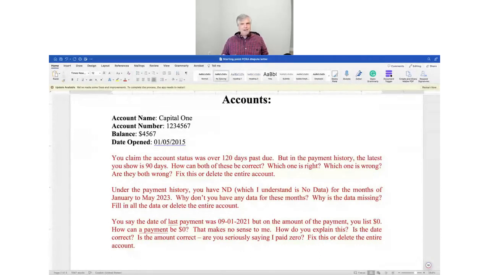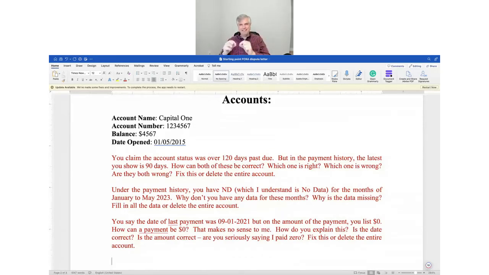So you start to see the pattern here. We're taking each little thing here. Remember Equifax, a lot of times under creditor classification, it says unknown. So you type, for creditor classification, you have unknown. Why don't you know what type of creditor this is? If you don't even know what type of creditor this is, delete the whole account if you're not going to correct this, okay?